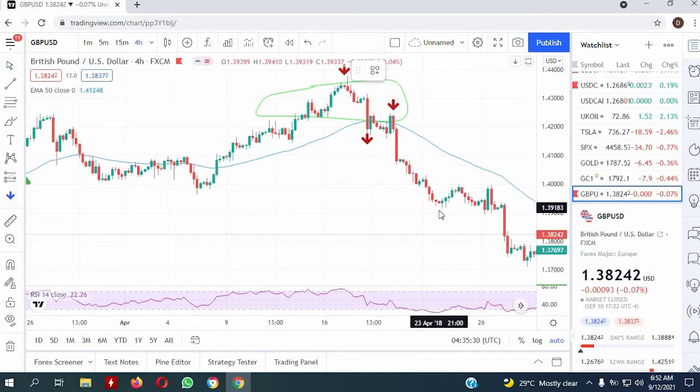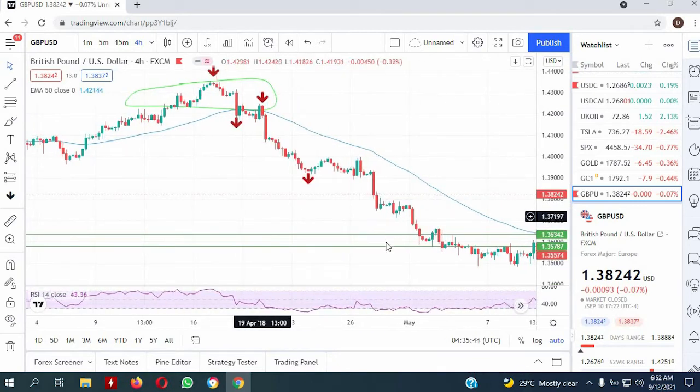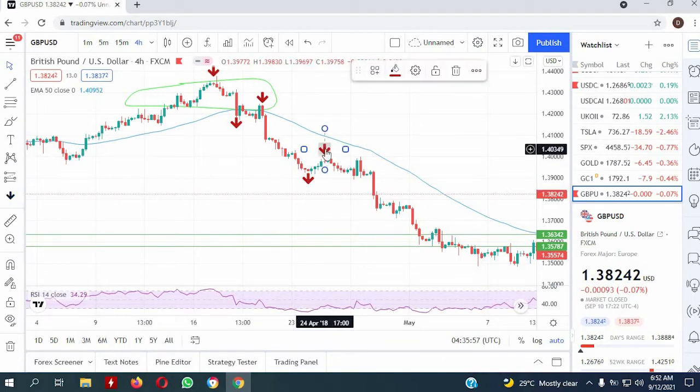So the market came to this area right here and created a lower low. So we now have two lower highs and two lower lows. And remember, a bear trend is a series of two or more lower highs and lower lows. So the market came back to this area and created a lower high.